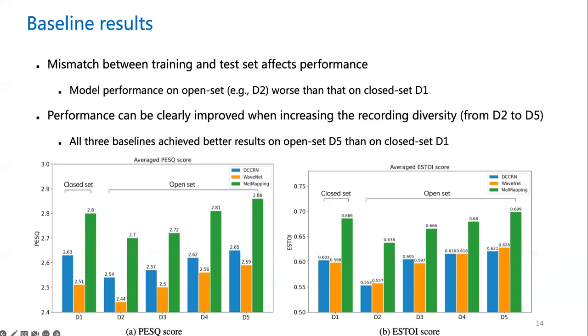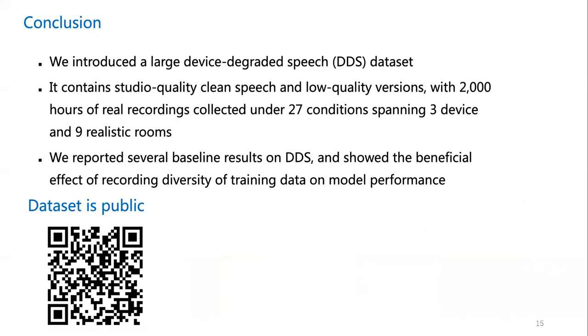From D2 to D5, we can see both the quality and intelligibility scores increase. And when the recording diversity is good enough, the speech enhancement performance on the open set D5 can even be better than that on closed set D1. So this means enhancing the recording diversity of the training set is quite crucial for improving the model's generalization capability.